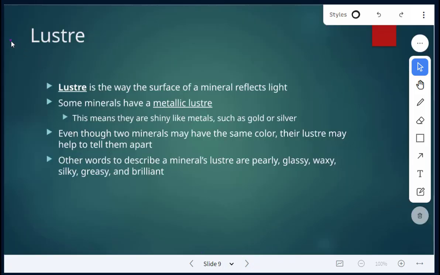Next is luster, another property. This is the way the surface of a mineral will reflect light. So some minerals, they have a metallic luster, means they're shiny like metals, like gold or silver. So even though 2 minerals might have the same color, their luster could be another way to tell them apart. So other words that are used to describe a mineral's luster are words like pearly, glassy, waxy, silky, greasy, and brilliant. So those describe the way it reflects light.